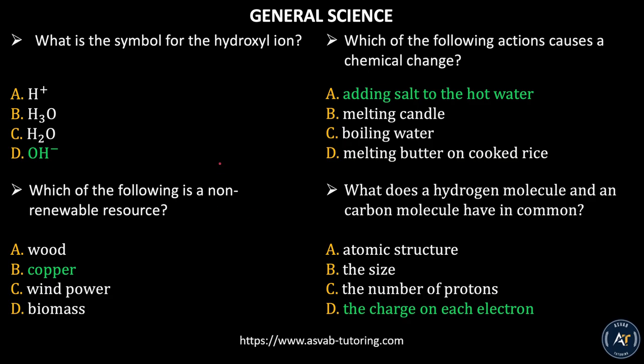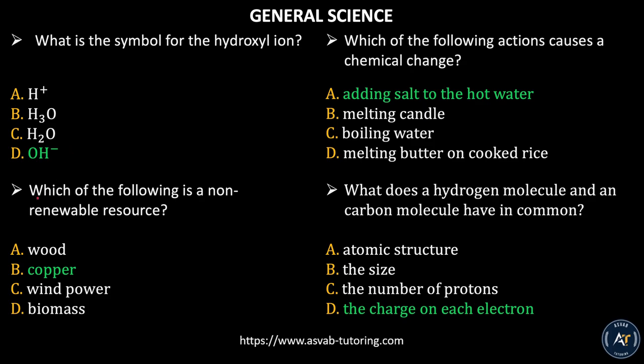Next question, question number 9. What is the symbol for the hydroxyl ion? Option A, hydrogen plus or H+. Option B, H3O. Option C, H2O. Option D, OH. That is OH with a negative sign, which is called hydroxyl, right? So that is OH negative. Okay.